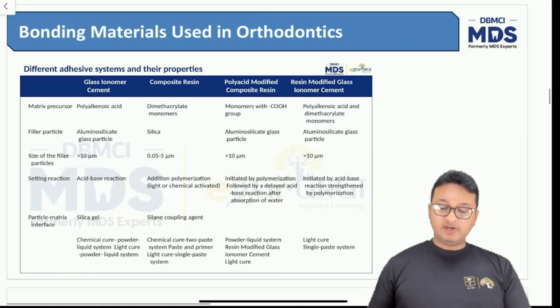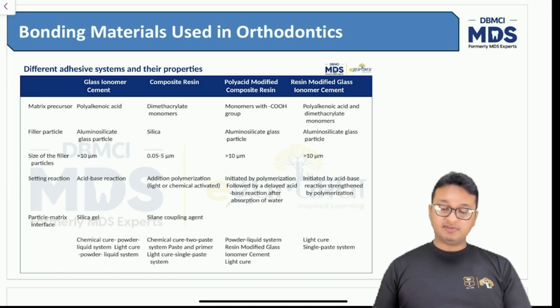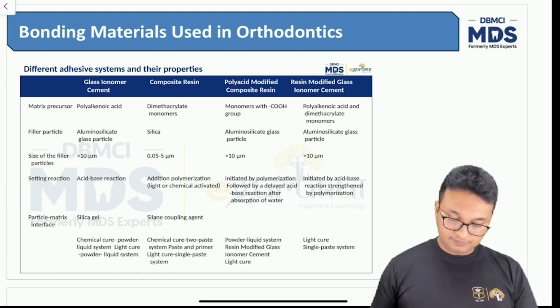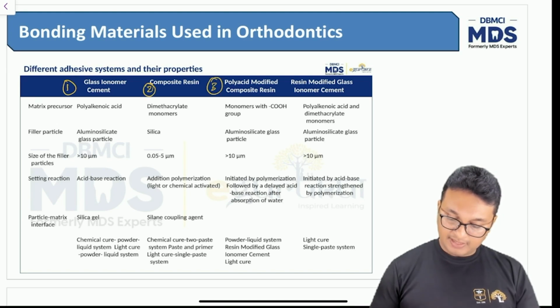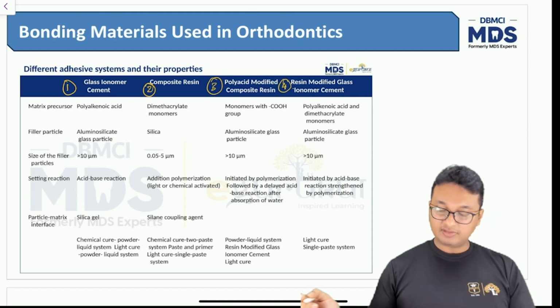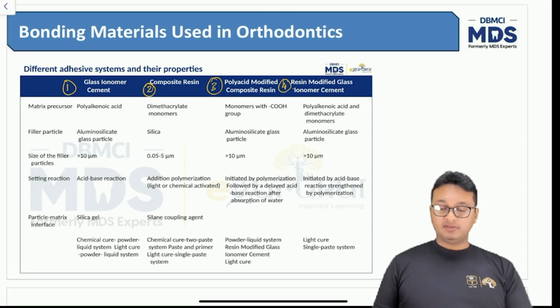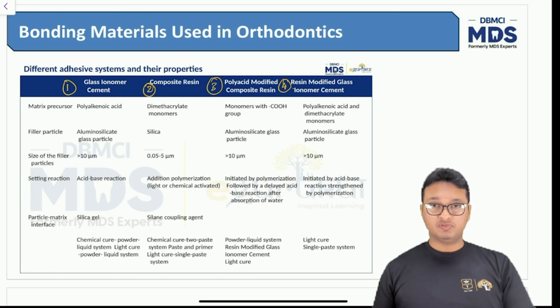Now, since we are talking about bonding, we'll be talking about bonding materials used in orthodontics as well. So we have got different adhesive systems and their properties. We have got glass ionomer cement, composite resins, polyacid modified composite resins, and resin modified glass ionomer cements. So these are the 4 types of materials which are most commonly used in practices the world over for bonding the orthodontic brackets onto the tooth surface.